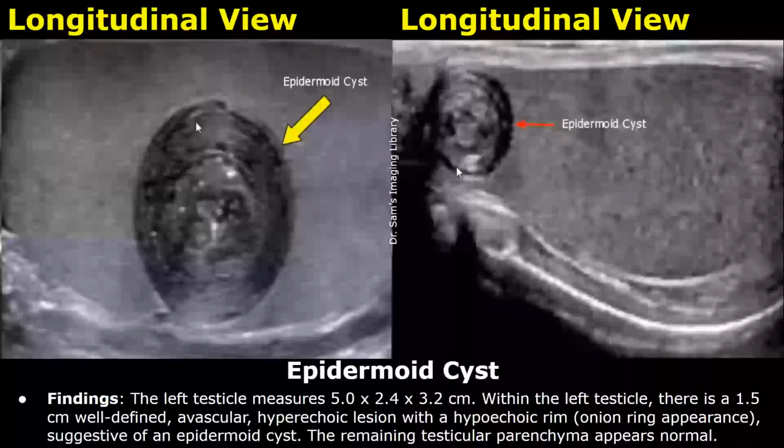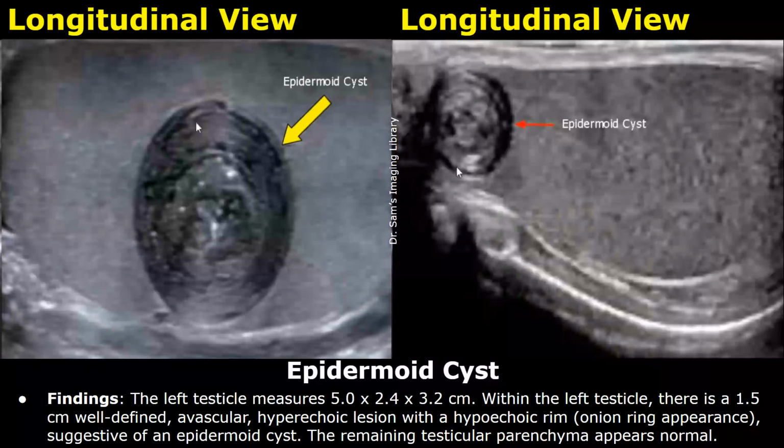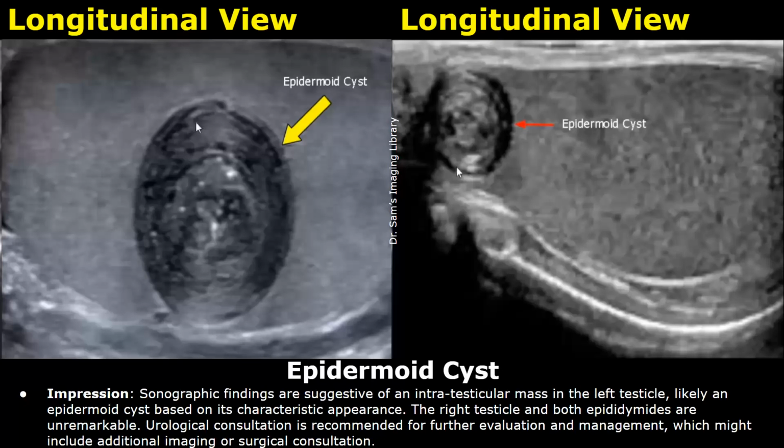In epidermoid cyst, there is a well-defined avascular hyperechoic lesion with a hypoechoic rim, that is, an onion ring appearance, suggestive of an epidermoid cyst. You can mention the epidermoid cyst in the impression, and you can advise urological consultation for further management.